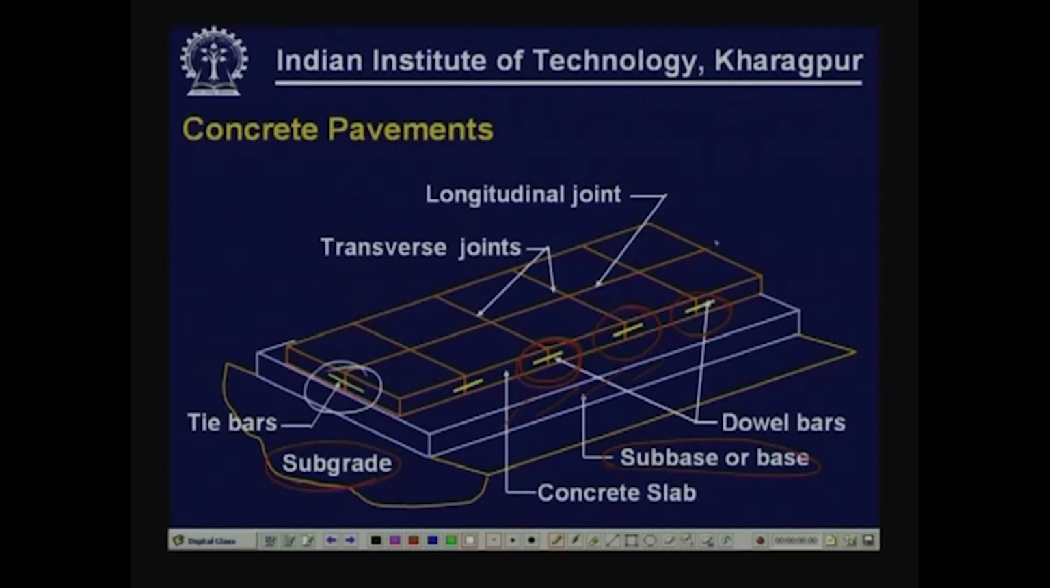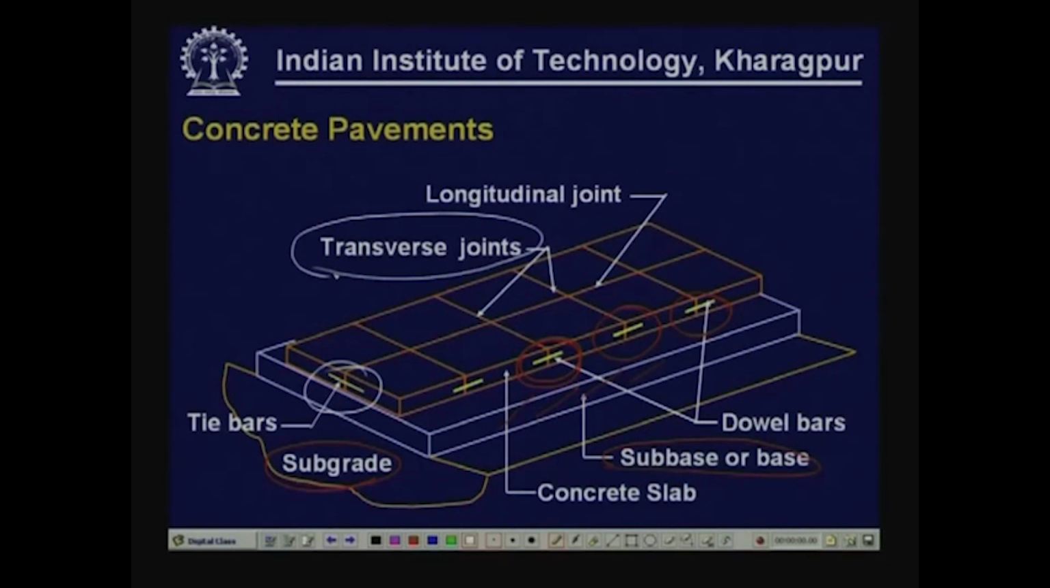The longitudinal joint separates the panels that are placed in different lanes, and there will be transverse joints at a selected spacing. The spacing at which the transverse joints are to be provided, and the need for a longitudinal joint, will be a function of various conditions. These things we will be discussing subsequently.